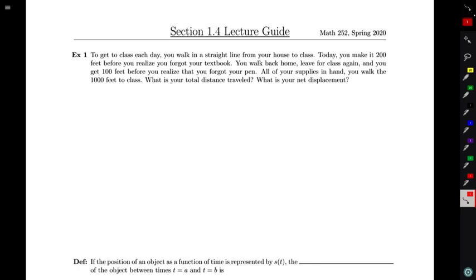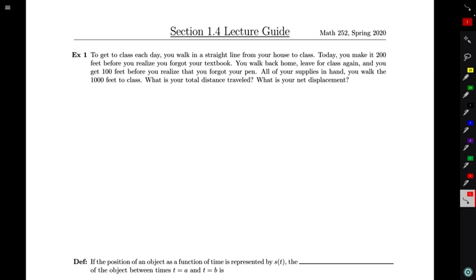Welcome to section 1.4. Section 1.4 is going to be talking a little bit about some of the applications of integrals, especially to the theme of net change. So without further ado, let's take a look at an example.